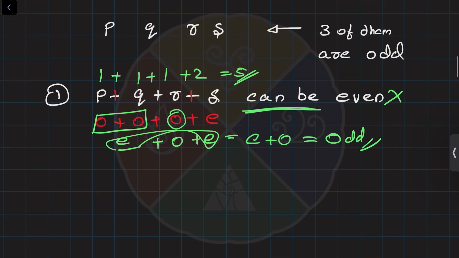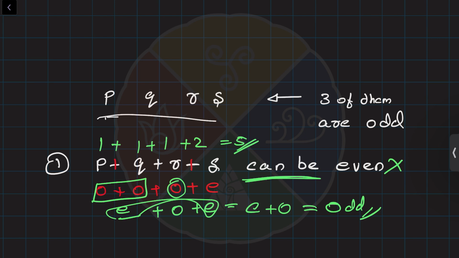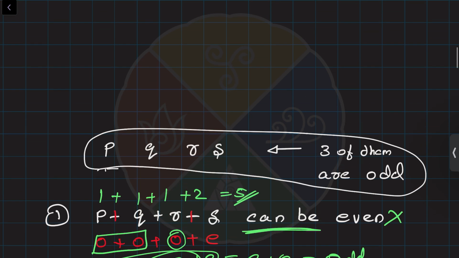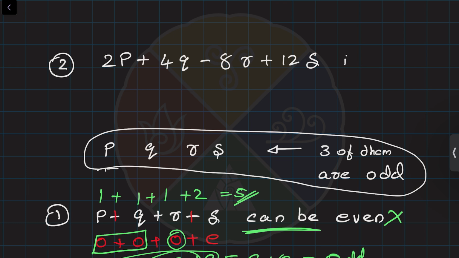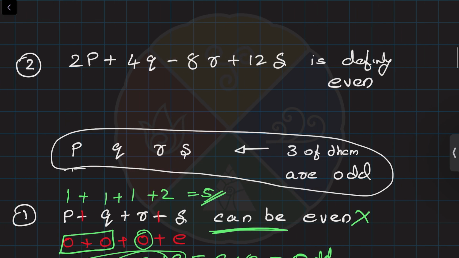One more problem. The same scenario. The statement which you have to check is that 2P plus 4Q minus 8R plus 12S is definitely even. That's the question. It is definitely even. You have to say if it is true or not. You can pause the video and try to answer.